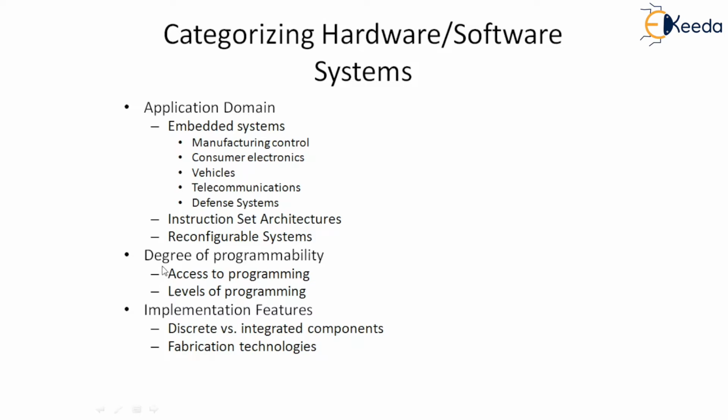Then next, we can categorize by the degree of programmability. What kind of programmability it requires, that is access to programming as well as level of programming. And then third is implementation features. We can categorize on the basis of discrete versus integrated components and application technologies.